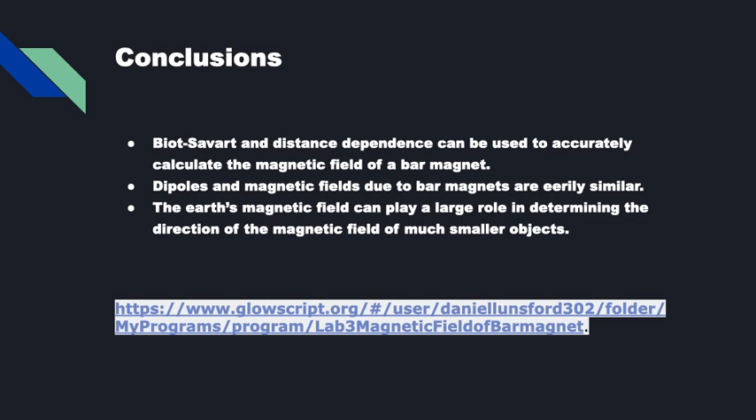Then for conclusions, the Biot-Savart law and distance dependence can be used to accurately calculate the magnetic field of a bar magnet. Dipoles and magnetic fields due to bar magnets are eerily similar, and the Earth's magnetic field can play a large role in determining the direction of the magnetic field of much smaller objects.